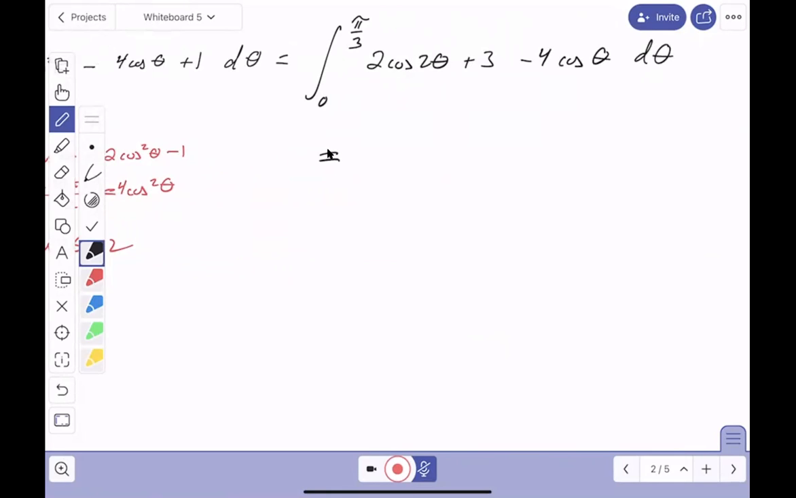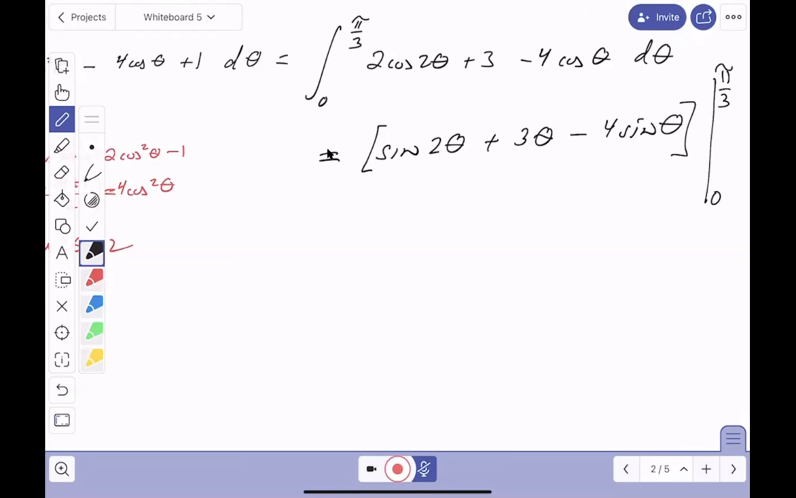Let's integrate. What do you get? Sine 2 theta plus 3 theta minus 4 sine theta. Again, you're going to hear me say this over and over again: mistakes happen. So who knows? Maybe we made a mistake. We have a key though, right? So what do you get over here?